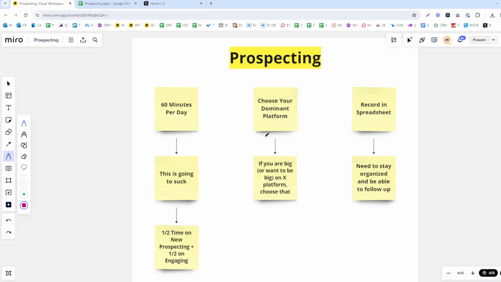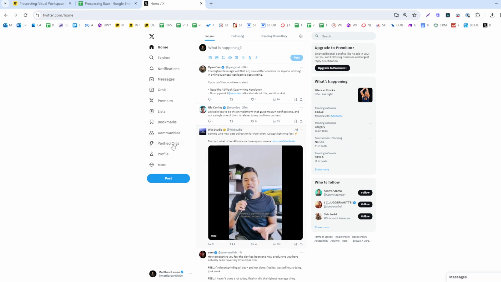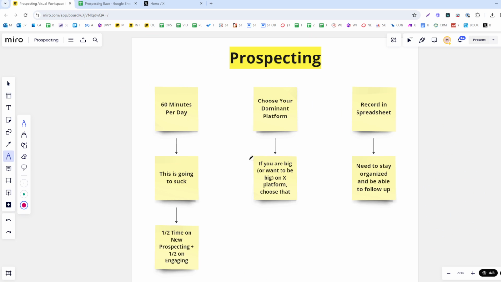Not that I have a crazy amount of followers or anything, but a lot of my clients are going to come from Twitter. So if a lot of your clients are on LinkedIn or Instagram or TikTok or Twitter or whatever, make it easy on yourself and choose the platform that you are either most dominant on right now or you want to be. Like, assuming you're starting from scratch, you have nothing, if you want to be big on Twitter, that would be great as well.